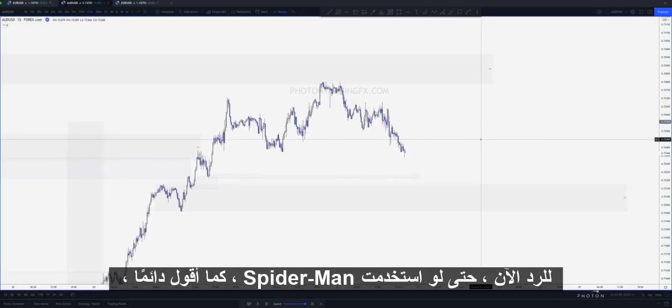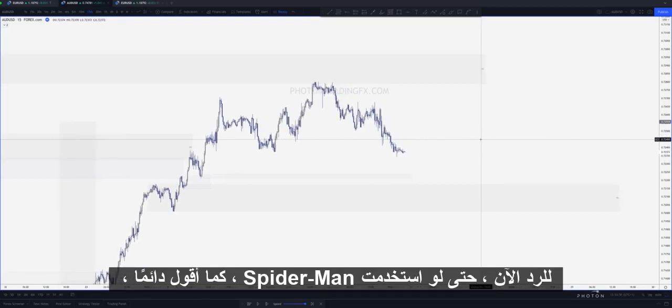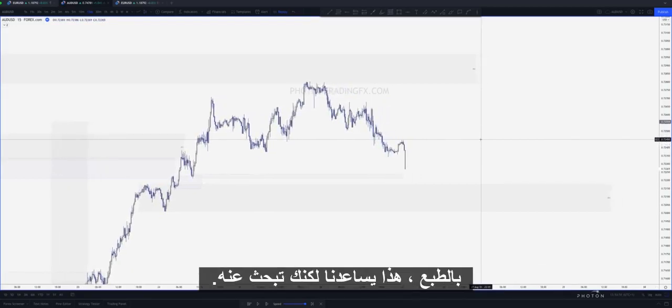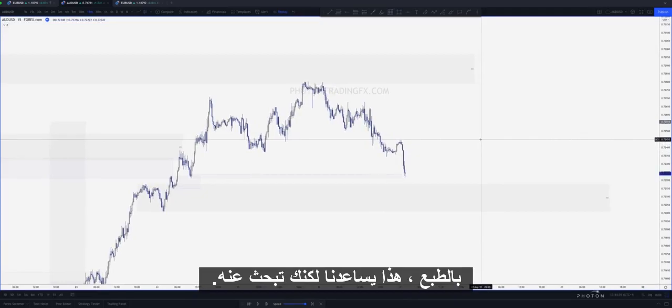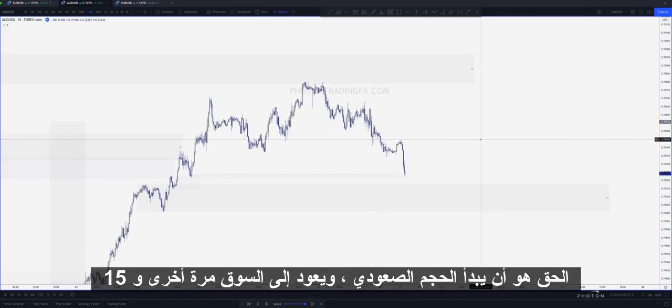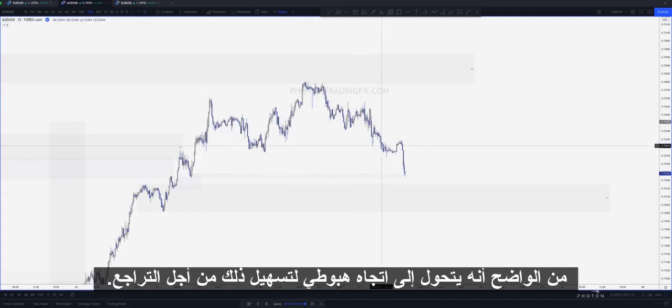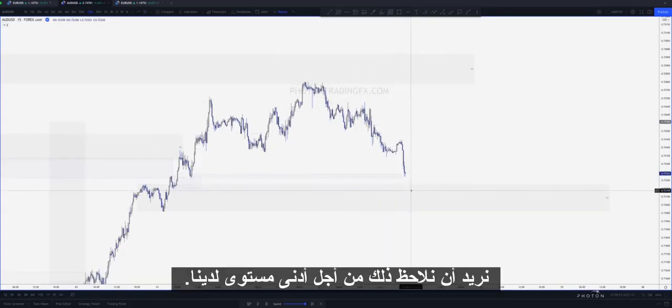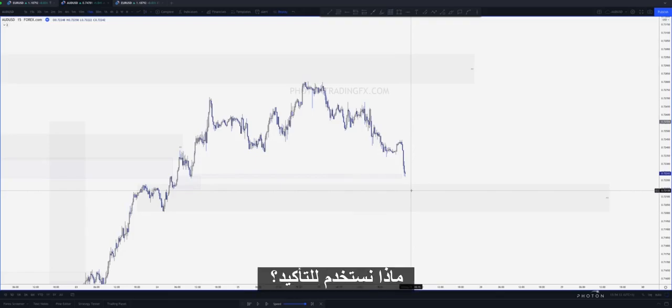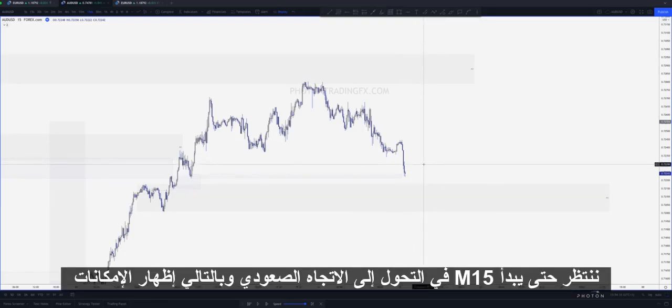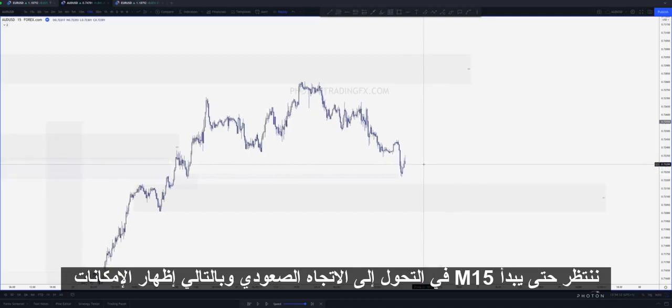Now, even if you weren't using supply and demand, as I always say, remember, you don't actually need it. Of course, it helps us, but all you're looking for is bullish signs to start coming into the market again. M15's obviously switched bearish to facilitate that 4-hour pullback. We want to catch that 4-hour higher low. How do we do that? What do we use for confirmation? We wait for the M15 to start to switch bullish and so show potential bullish signs.